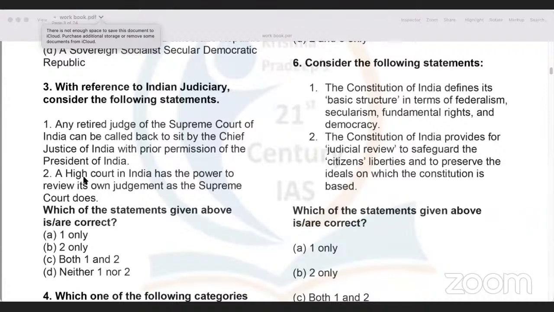That is made possible because of the Court of Record power, which is there for both the Supreme Court and the High Court. So the second statement stands right. As for the first statement, Article 128 of the Constitution provides that the Chief Justice of India, with the prior approval of the President, can request any retired judge of the Supreme Court or High Court to act as a judge of the Supreme Court for a temporary period, if there is a piling up of cases in the Supreme Court.